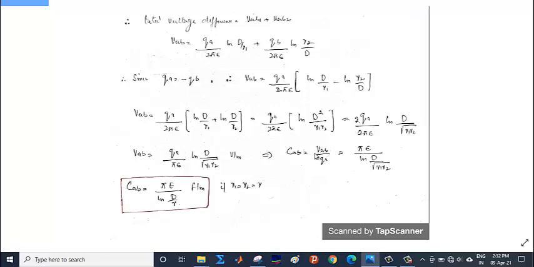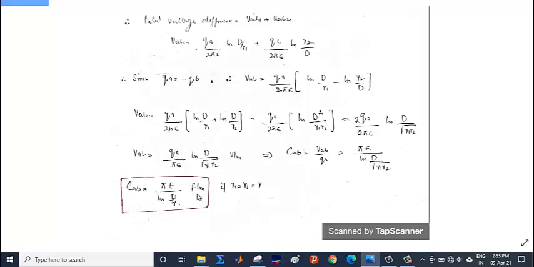Please try to modify this. It is not VAB by QA, so it is QA by VAB. So when we find out QA by VAB, it will be equal to pi e divided by ln of d divided by square root of R1 R2. If R1 is equal to R2 is equal to R, which is usually the case, that means the radius of the two conductors will always be the same. So in that case, this R1 R2 will be replaced by R square, and square root and square will cancel out. It will be equal to pi e divided by ln of d by R.